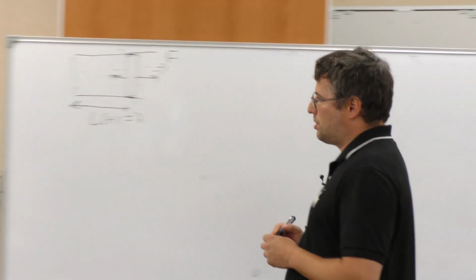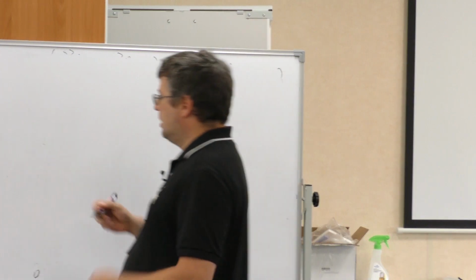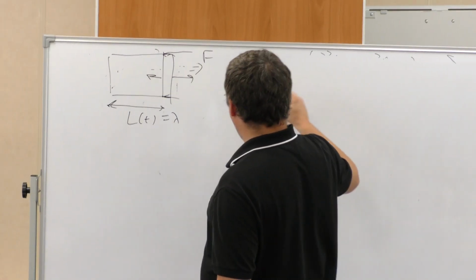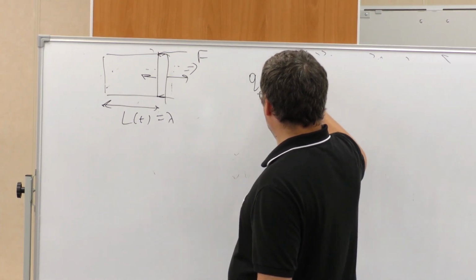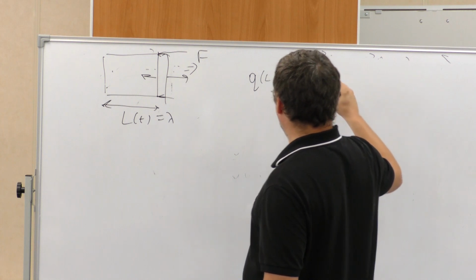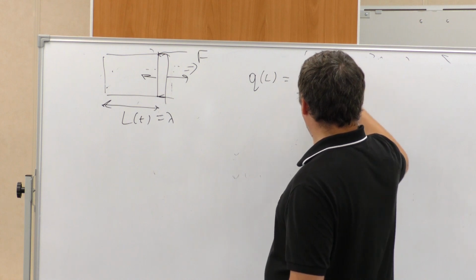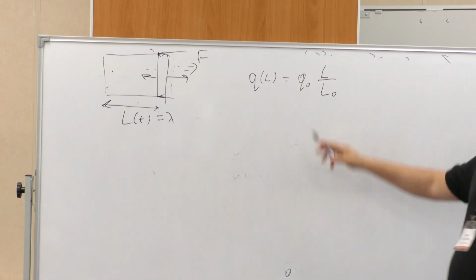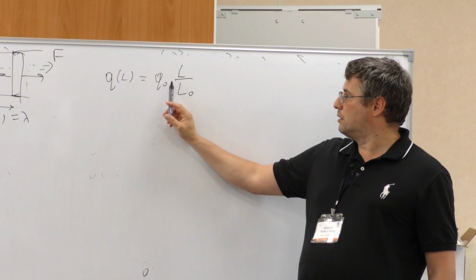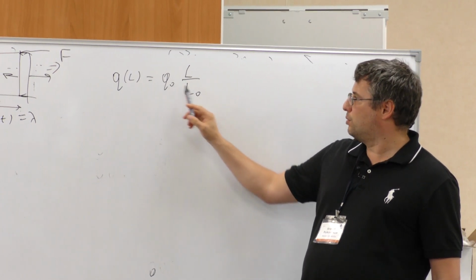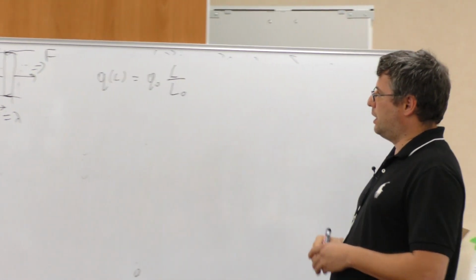OK, so let's try to do the same trick. Now we have to define a canonical transformation which is convenient. Here, an obvious choice will be Q of L will be some Q naught times L over L naught, right? So when my Q naught is equal to L naught, my Q will be equal to L, right?